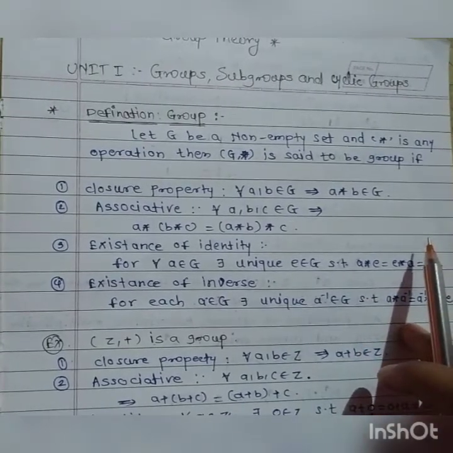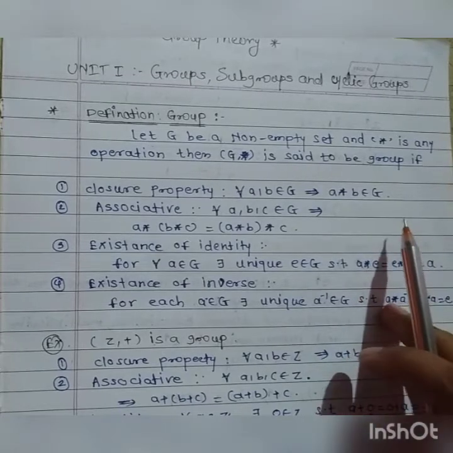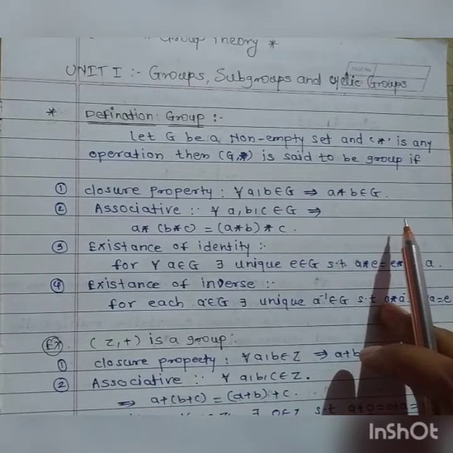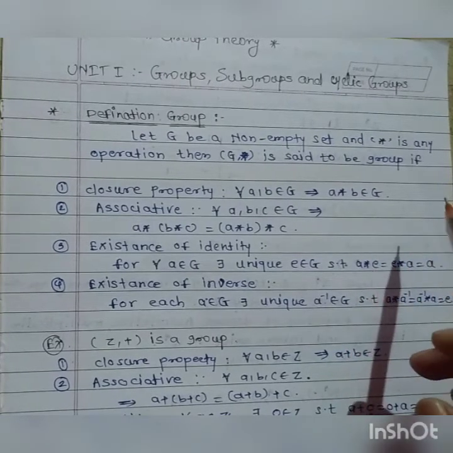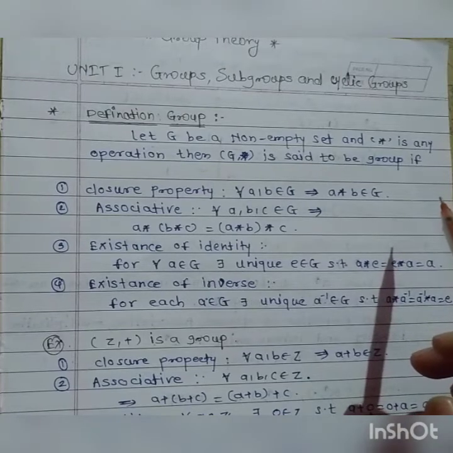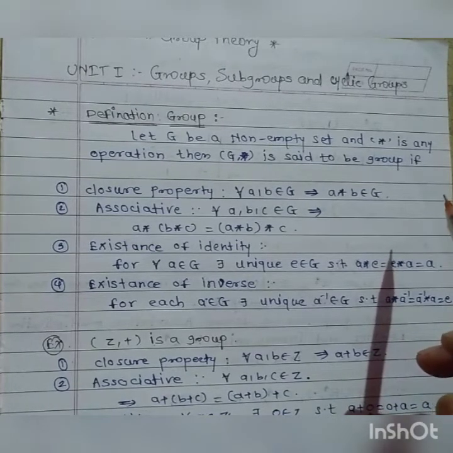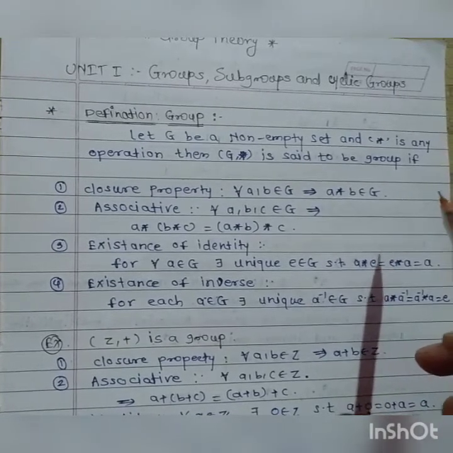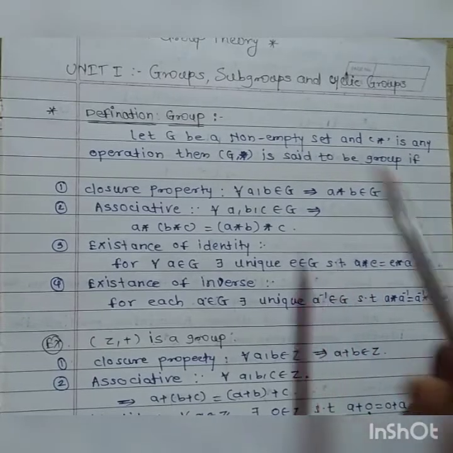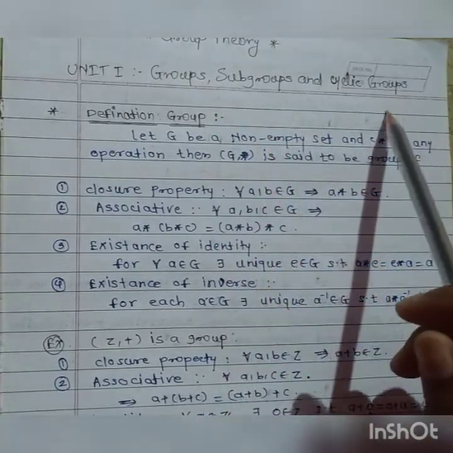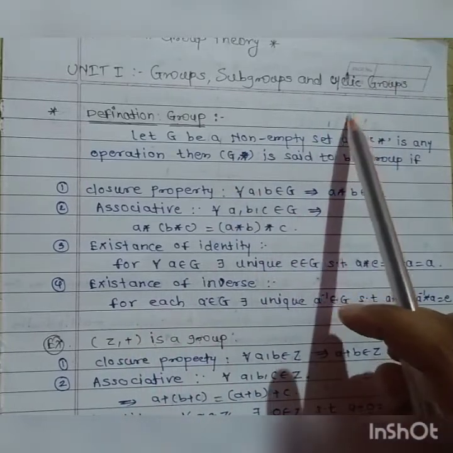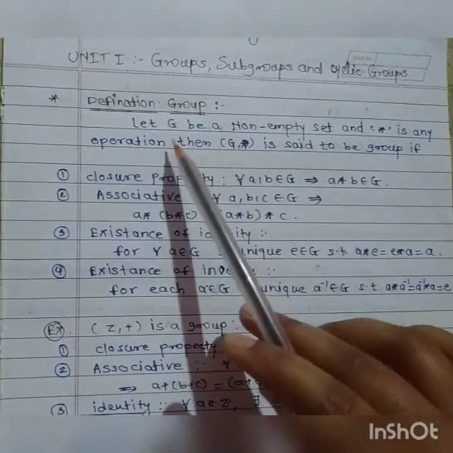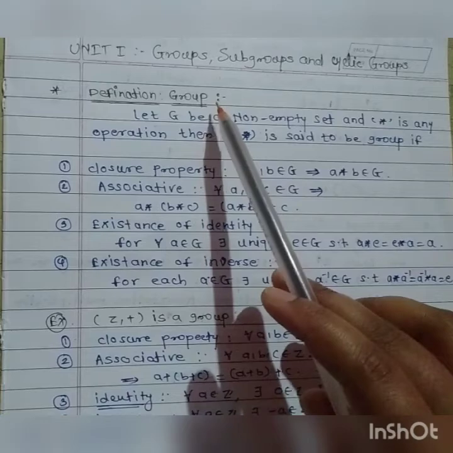Therefore, you learned many concepts of group theory in that subject, like what is a group, what is a subgroup, what is a cyclic group, then properties of groups, properties of subgroups, the subgroup test, and cyclic groups: what is the definition of cyclic groups, and which are the cyclic groups. Here also our first chapter is groups, subgroups, and cyclic groups. Therefore I am going to take the first definition of your first chapter, that is, the group.